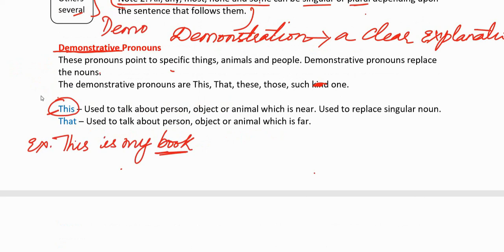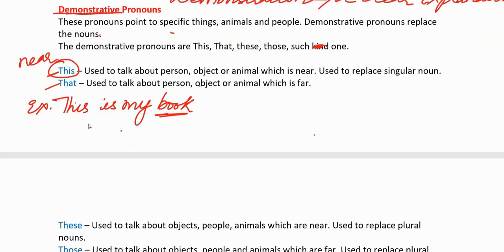Coming to that, now that is also used to talk about a person, object or animal which is far. If we take an example, that is my car. Now I'm talking about a single car, but the car is not close to me. It's far. And I point to the car and say, that is my car.